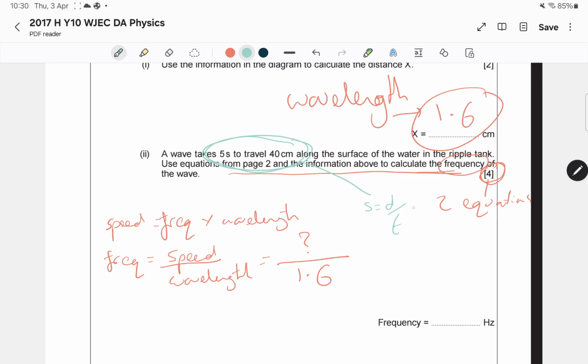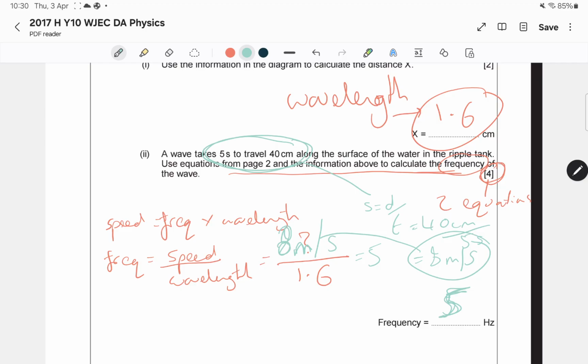Speed is distance divided by time. The distance is 40 centimeters and the time is 5 seconds. So that's a speed of 8. And then I'll take this number and put it back over here. So now I've got 8 meters per second as my speed. Divided by the wavelength, 8 divided by 1.6 gives me an answer of 5. It has a frequency of 5.